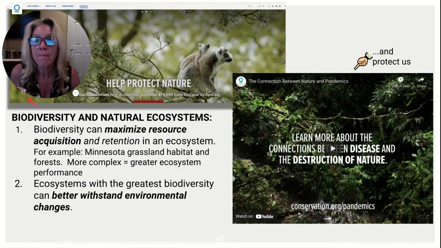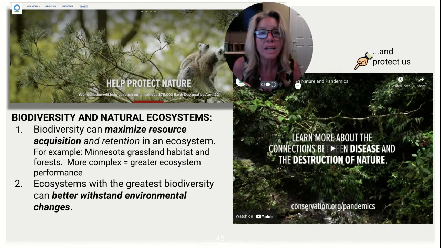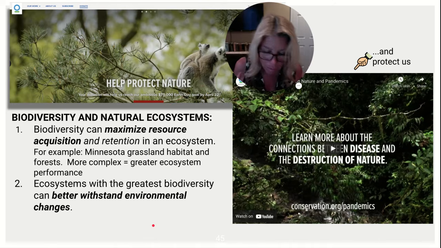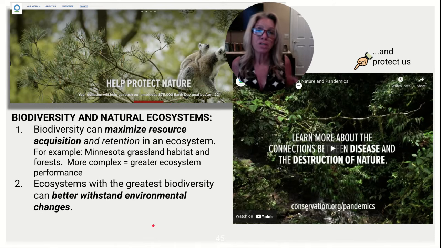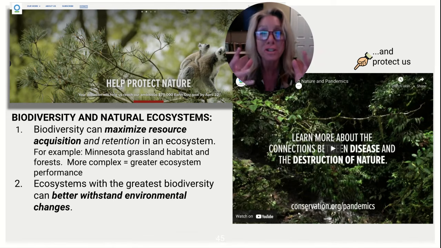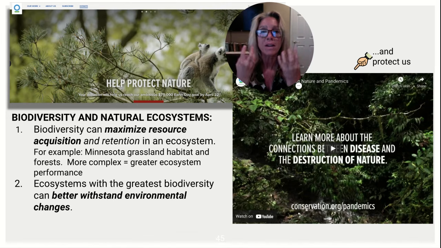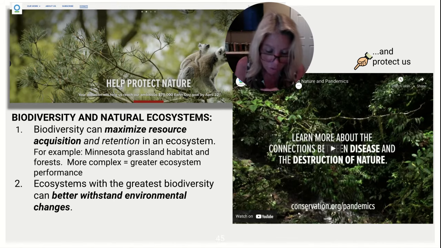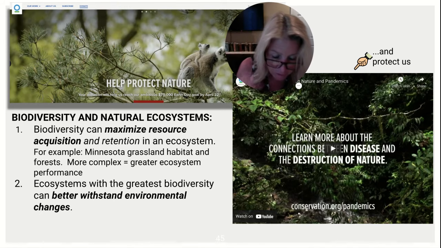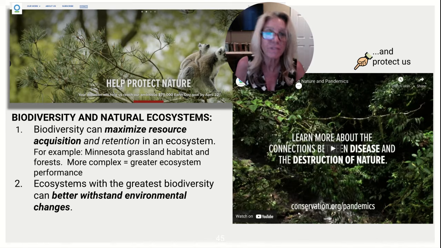And then on biodiversity and natural ecosystems, we want to have on there that we can, just selfishly, maximize resource acquisition and retention in a healthy ecosystem. Grasslands in Minnesota, forests: the more complex they are, the greater the ecosystem performance. And those that have the greatest biodiversity can flex better when there are environmental changes. So on your notes, what you need there is ecosystems with the greatest biodiversity can withstand environmental changes.